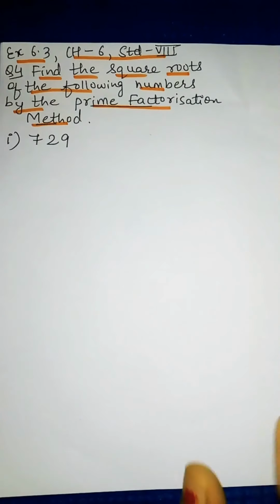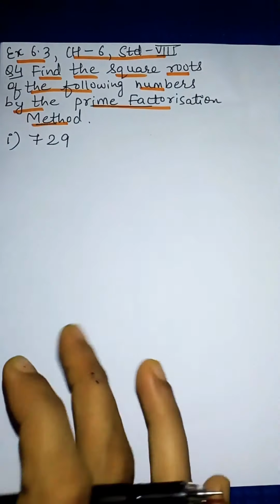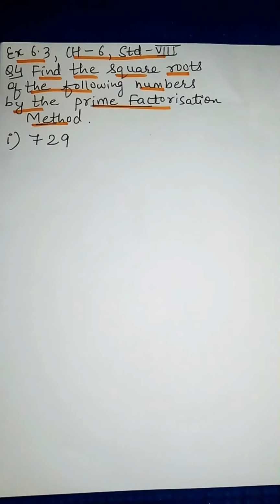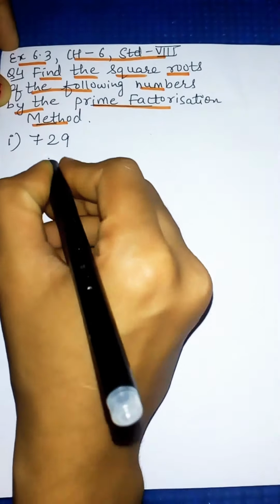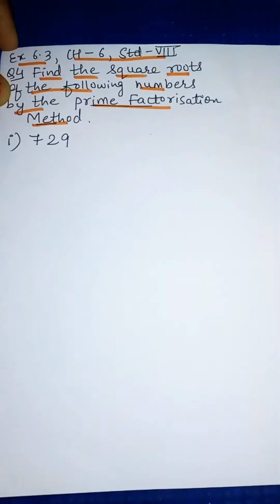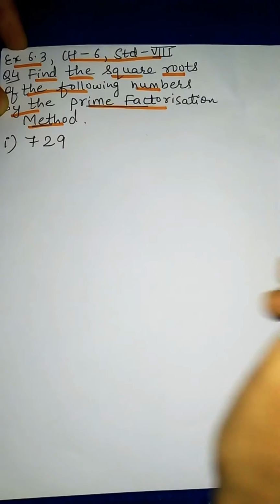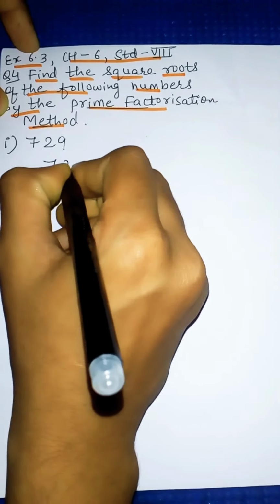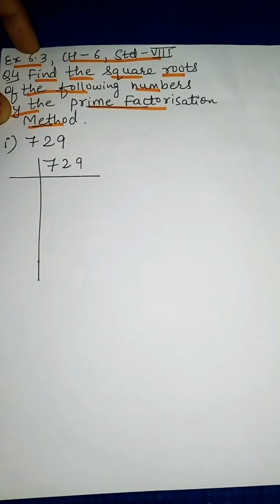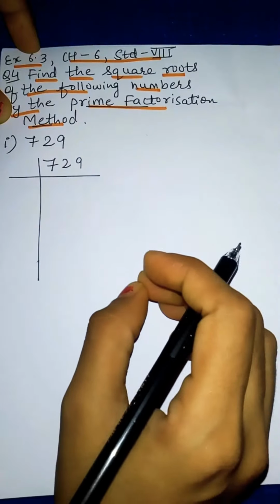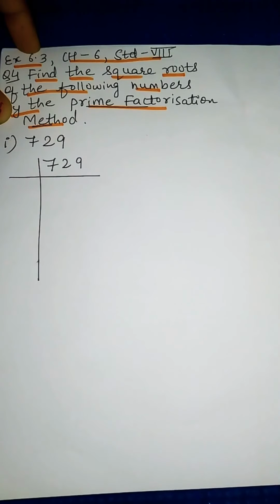You can't start with any number, like, let us take 40, so 10 times 4 is 40. No, not those factors. You can't take like that. We have to take prime factors. Now let us start with 729. So first we will take out the factors of 729. Now you have already learnt divisibility rules in your previous classes.